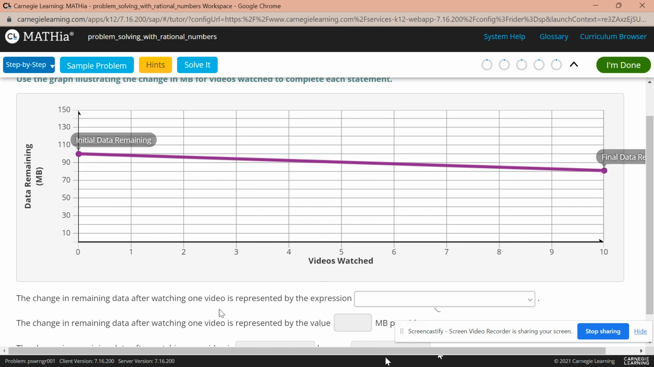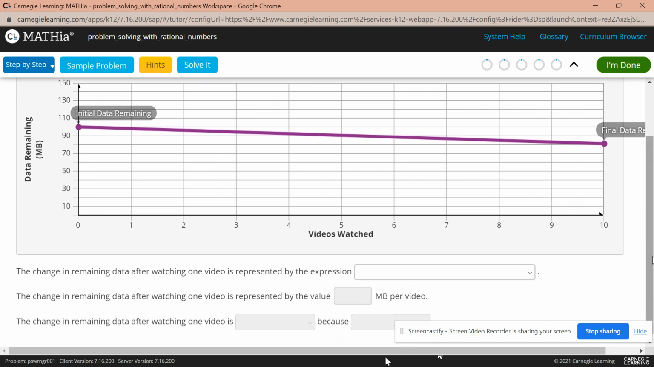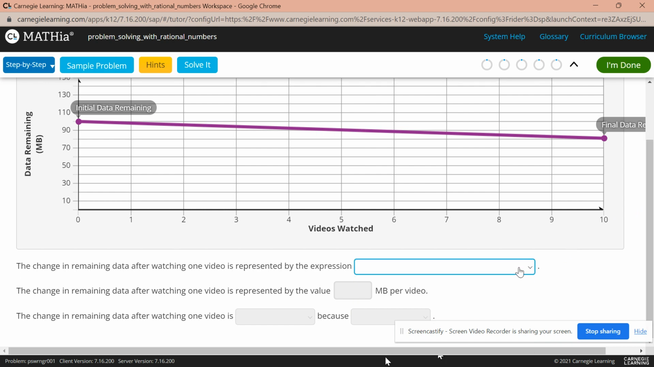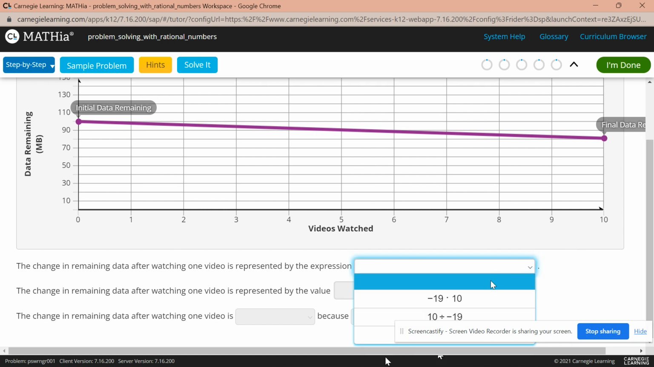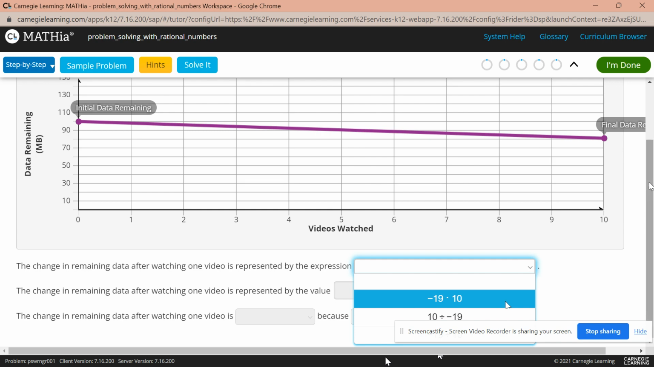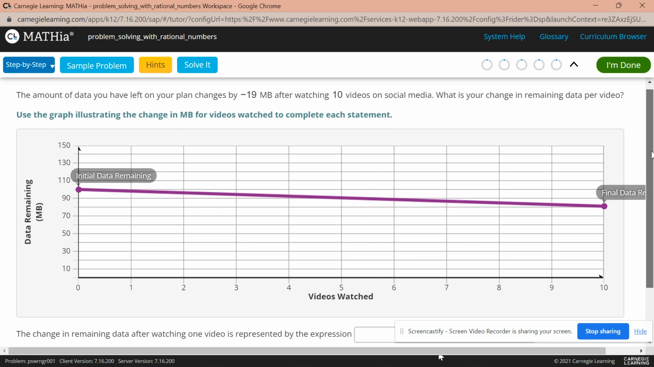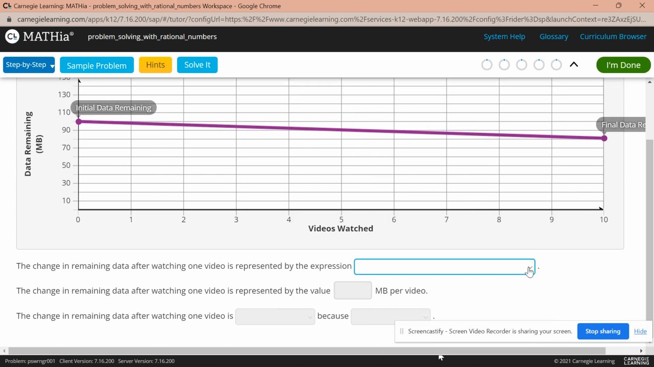Okay, so the change in remaining data after watching one video is represented by the expression, let's see, negative 19 times 10. Let me scroll back up because I missed something. The amount of data you have left on your plan changes by negative 19 megabytes after watching 10 videos. Okay. So which would we think here?